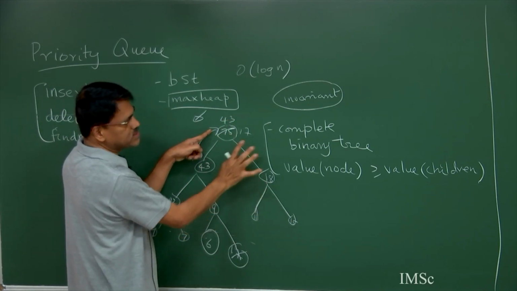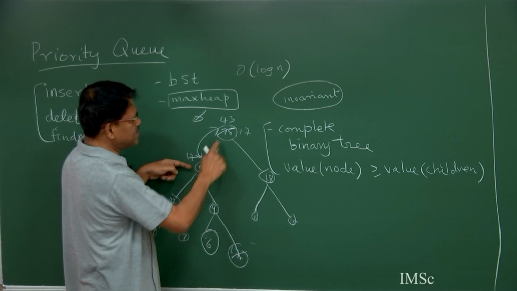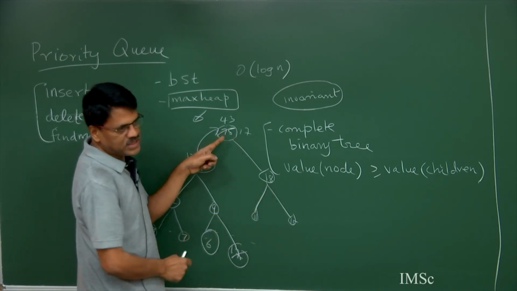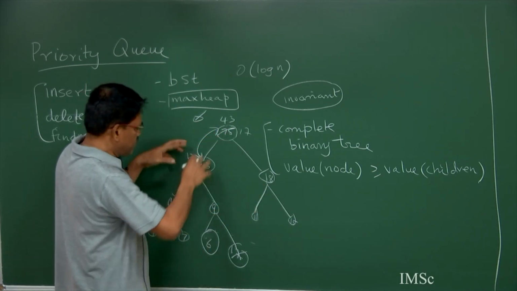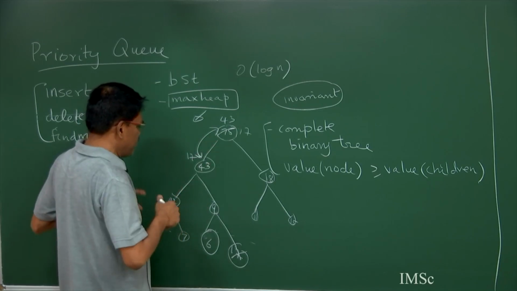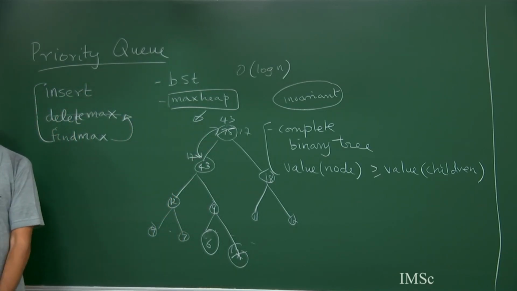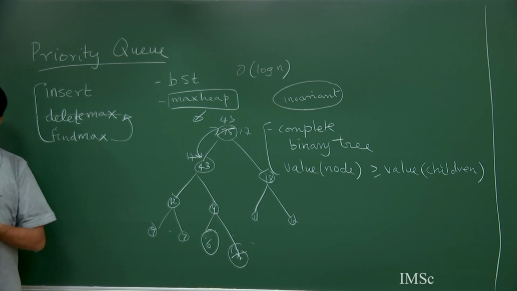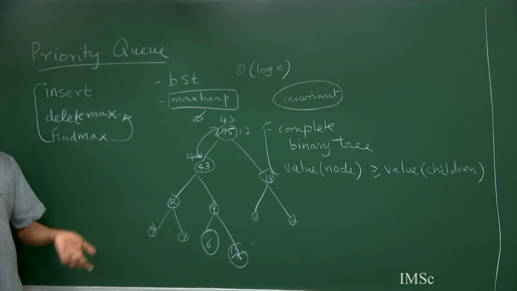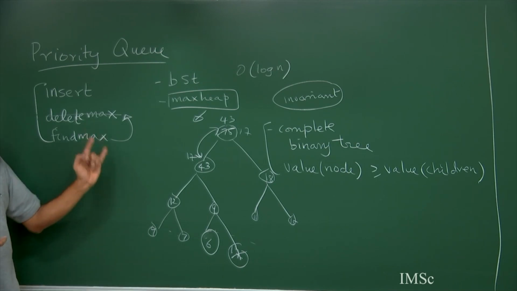So I don't have to worry about this side, because this is larger than what it was, which is larger than this anyway. So then you trickle down this violation, and every time you are making two comparisons at every level: compare the children and compare it with the parent. So 2 log n comparisons and log n swaps.